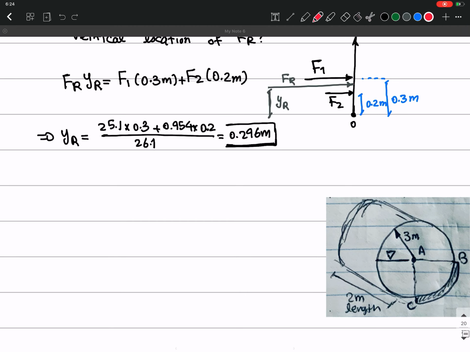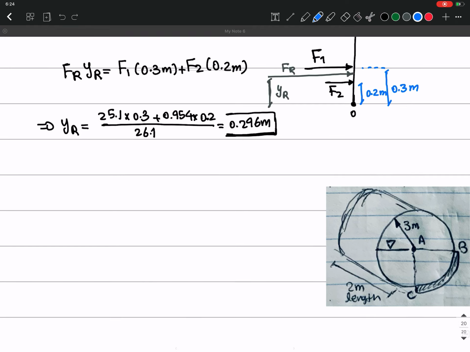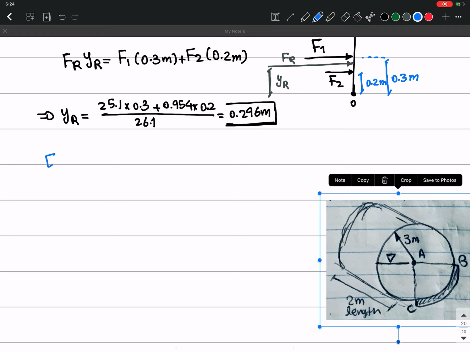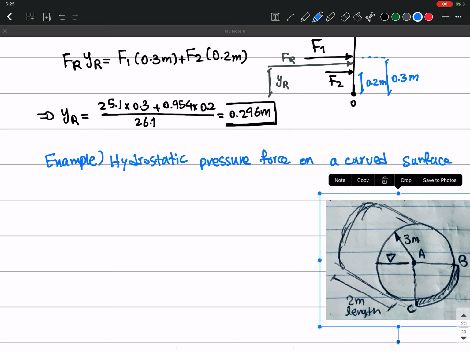So this is a technique which was very useful for calculating this kind of hydrostatic forces. So now in the next example, I want to calculate hydrostatic pressure force on a curved surface. Okay.